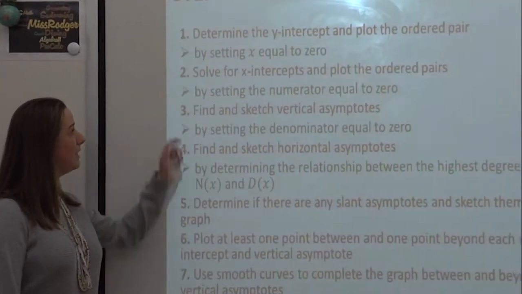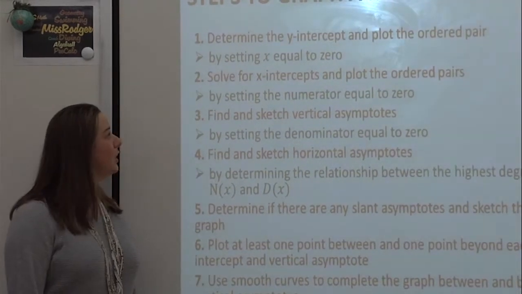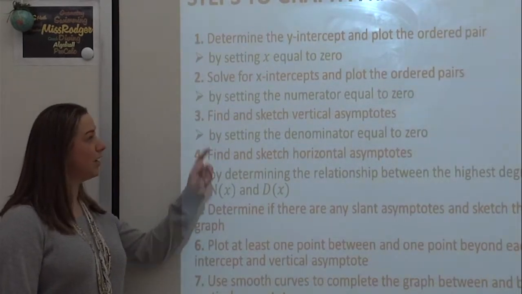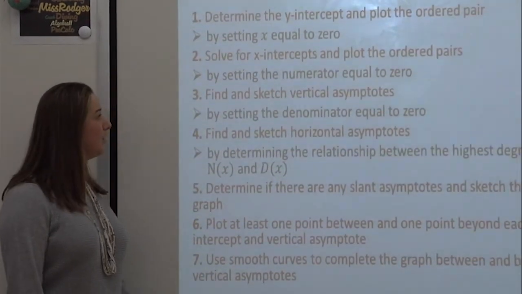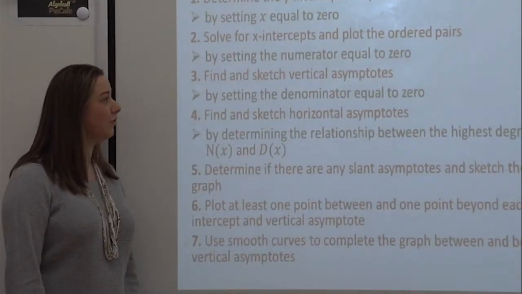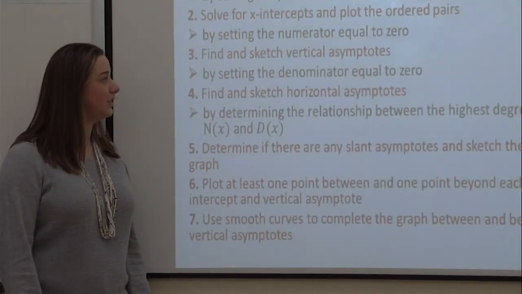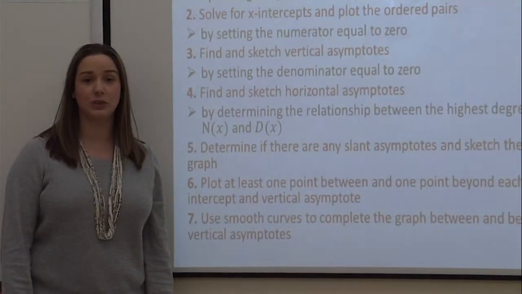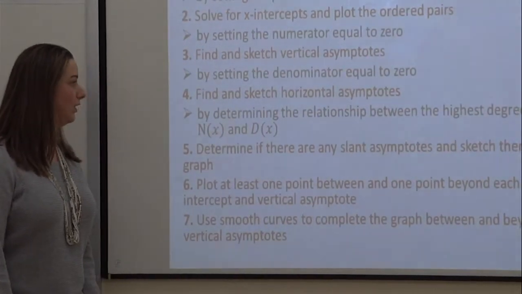Our second step is solve for the x-intercepts and plot those ordered pairs. And again, remember, we can set the numerator equal to 0 and determine the x-intercepts. Our third step is to find and sketch vertical asymptotes. So we're going to set the denominator equal to 0 and realize that this is when we're going to have our vertical asymptotes. And these are always equations.